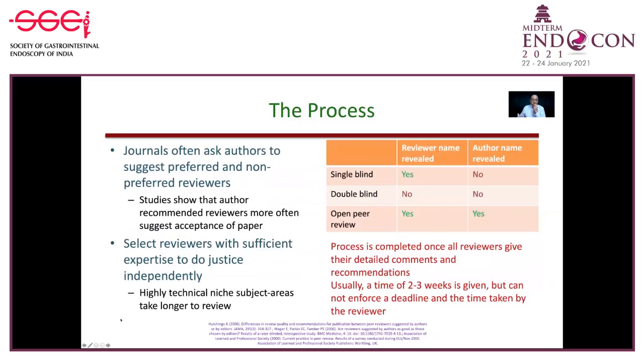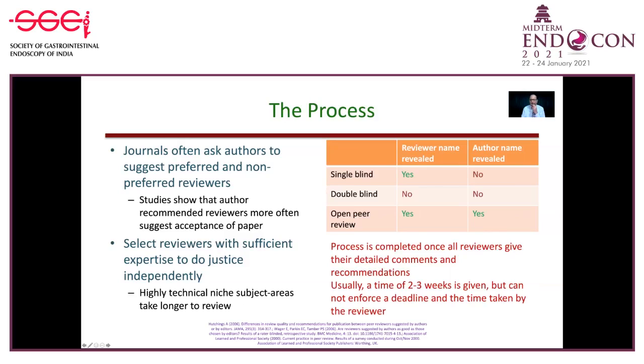Many journals often ask the authors to suggest their preferred and non-preferred reviewers. Studies have shown that author-recommended reviewers are more likely to suggest acceptance of the paper rather than rejection. Therefore, for editors, selection of reviewers with sufficient expertise to do justice independently is very important. In some highly technical niche subject areas, enough reviewers may not be readily available and therefore it takes much longer to review.